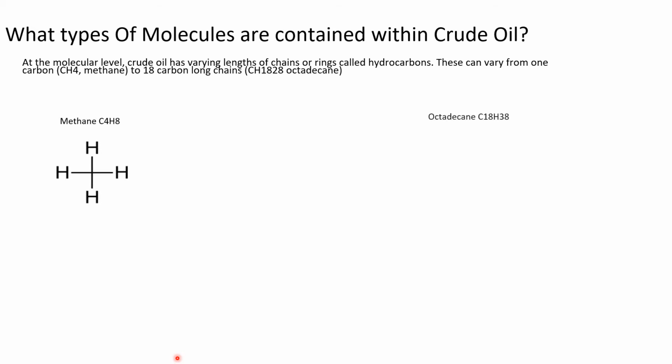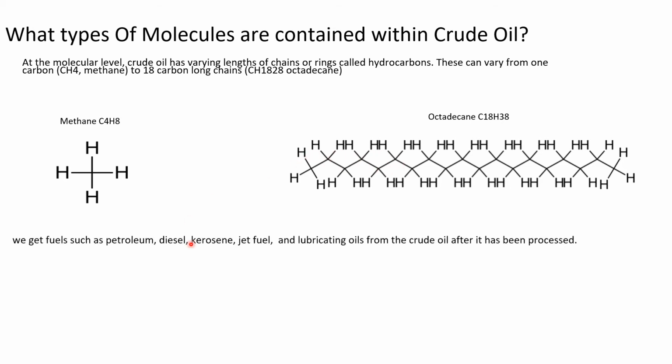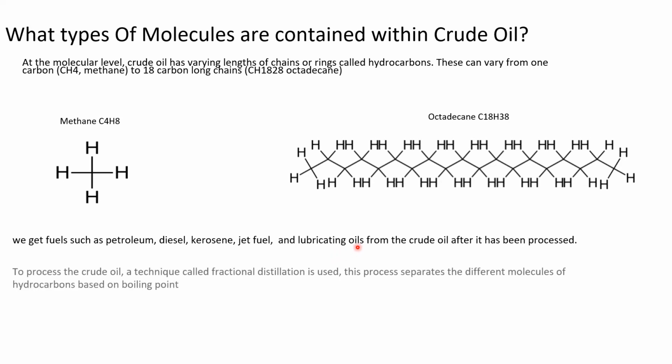And here's what they look like with their skeletal structure. This will be the carbon here, and with the octadecane, each carbon is on the points. So from crude oil we're able to get fuels like petroleum, diesel, kerosene or jet fuel, and lubricating oils from crude oil after it's all been processed.